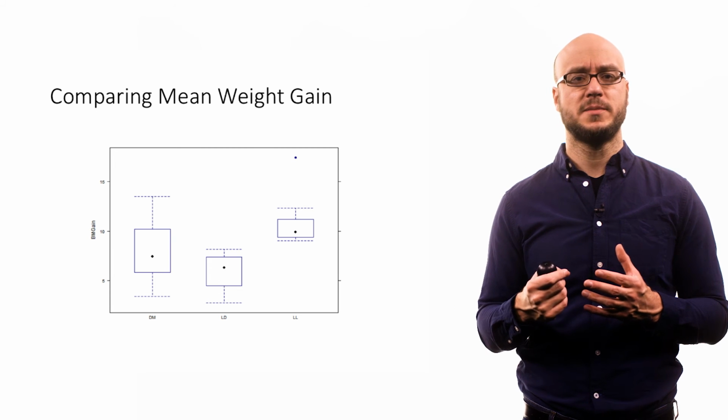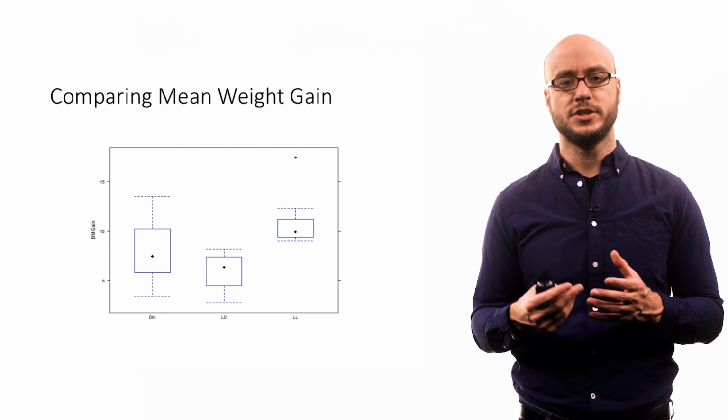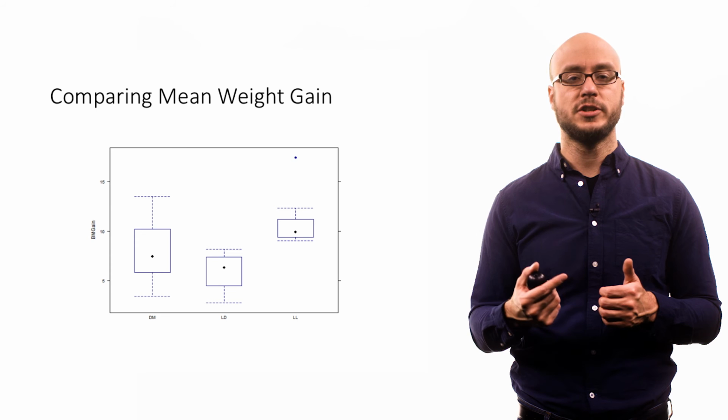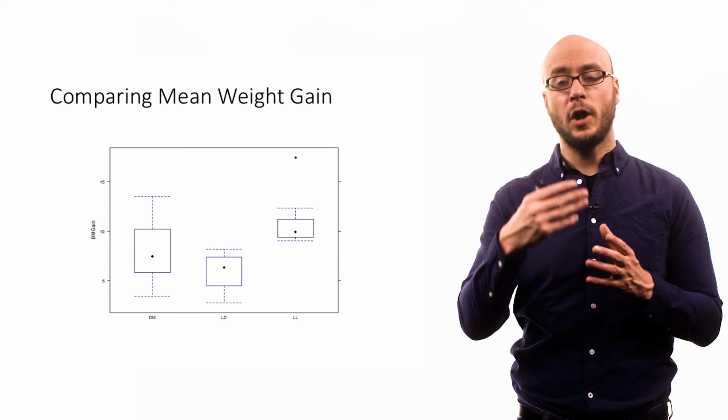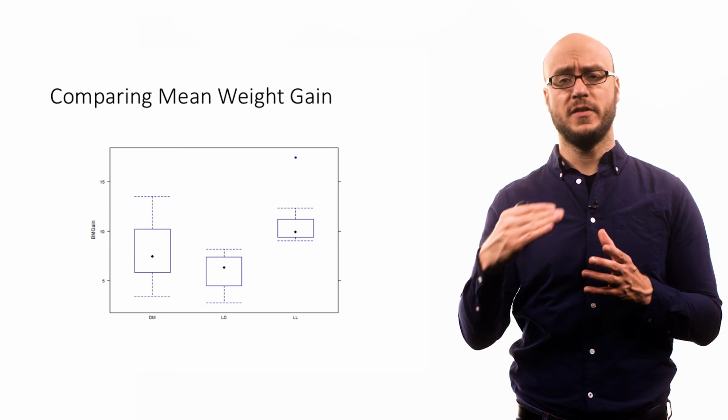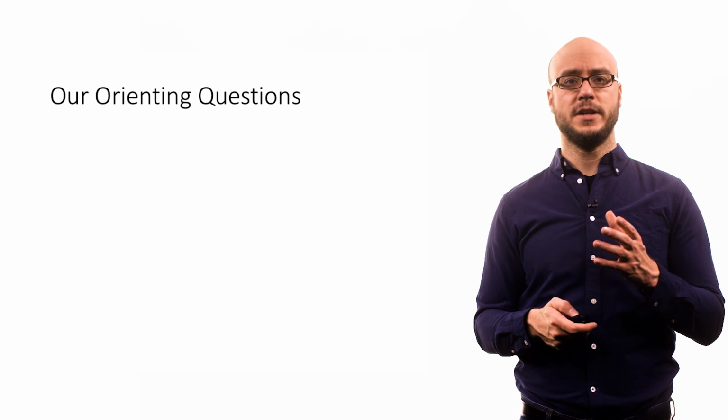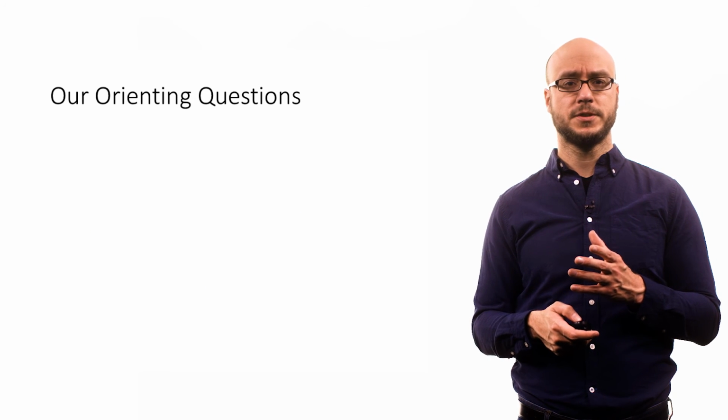So let's look at our data set for mean weight gain. These are a series of box plots, and you can see we have these three conditions. You have the two treatment conditions and the control. And the box plots give you an idea of the differences in terms of variability, but also in terms of the different central tendency for these variables.